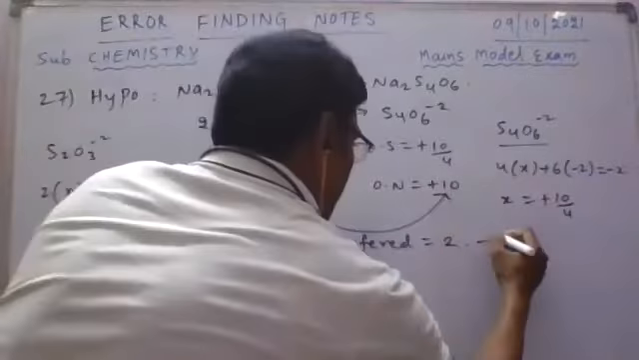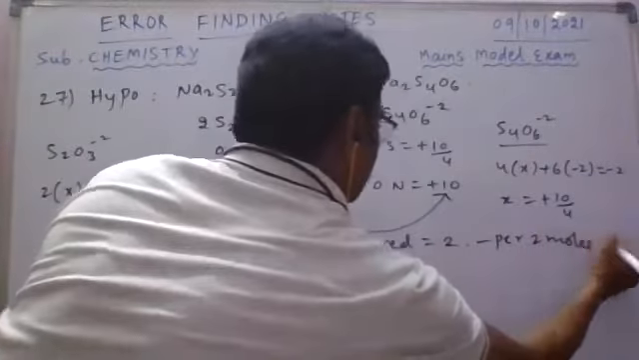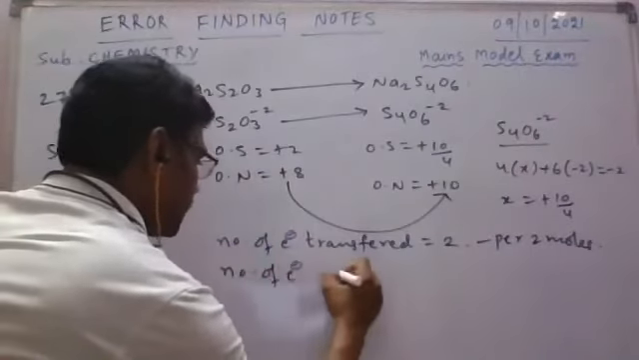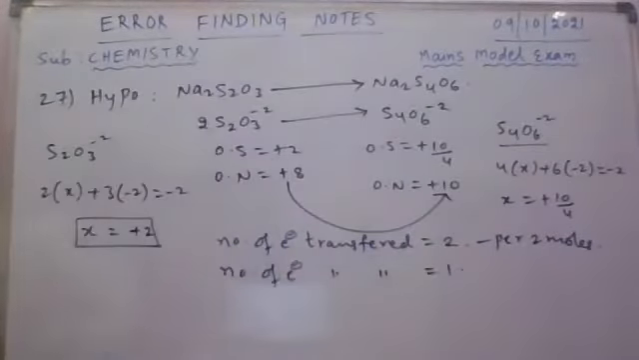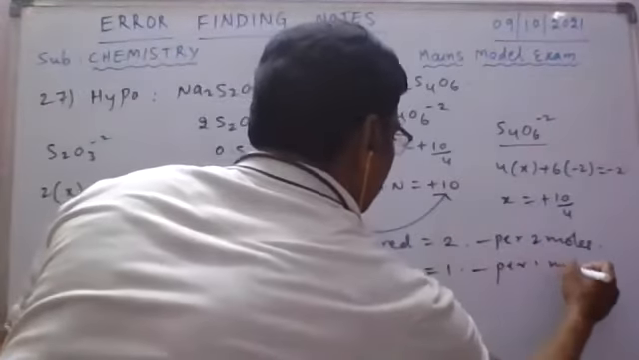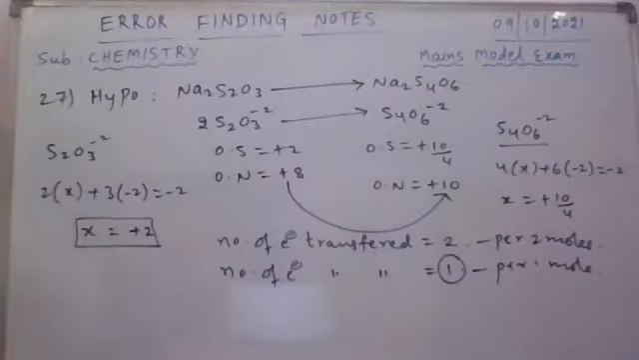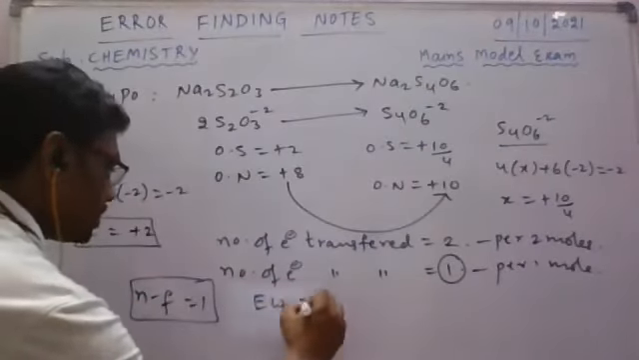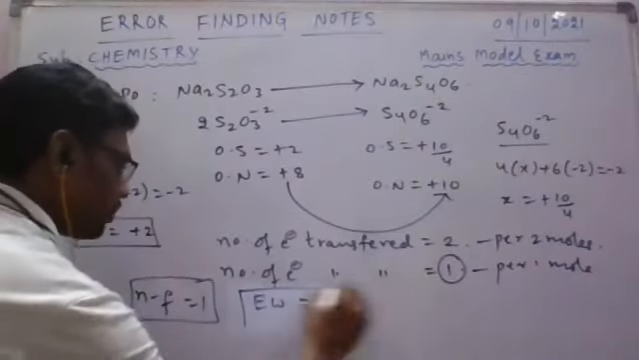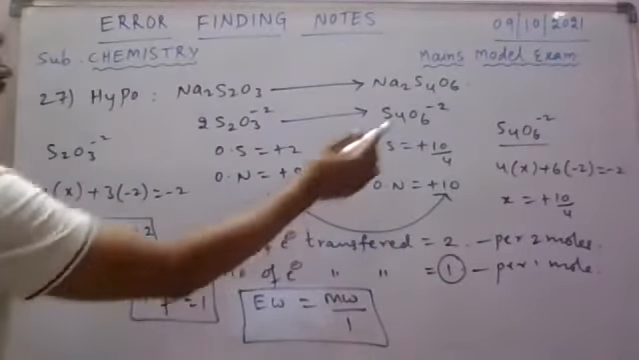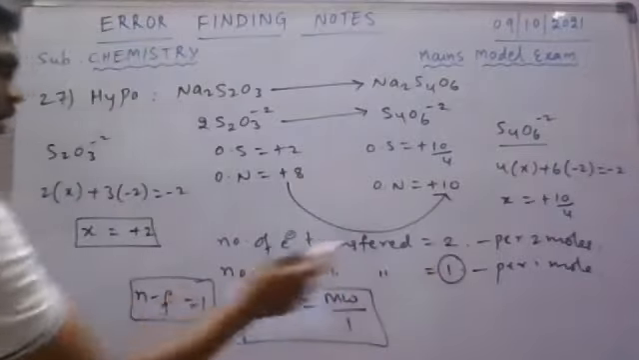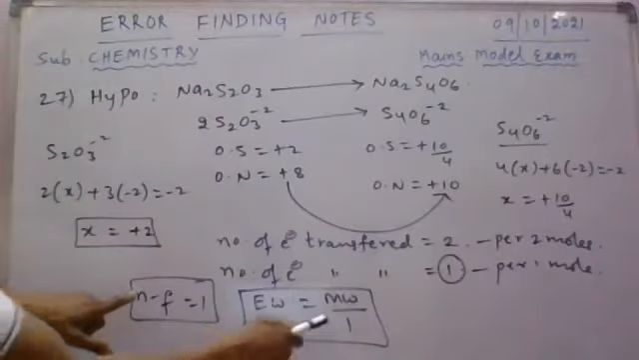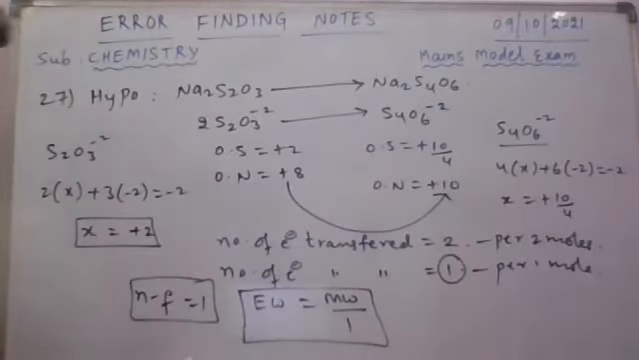Here 2 electrons transferred per 2 moles. Look at this, per 2 moles. Here number of electrons transferred is 1 per 1 mole. This is the n factor value. So here n factor is equal to 1. Number of electrons transferred for 2 moles is 2 electrons, for 1 mole 1 electron. That is the n factor value. Equivalent weight of the compound is equal to molecular weight by n factor 1.